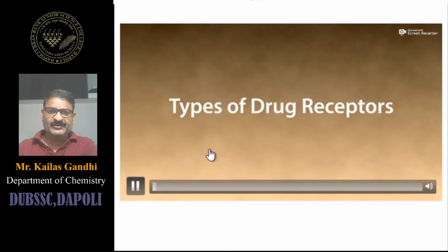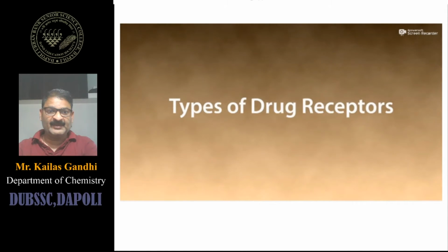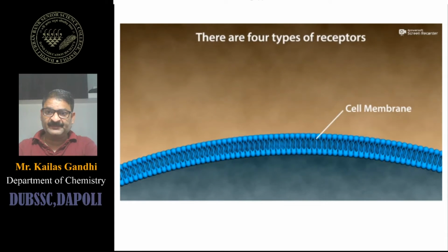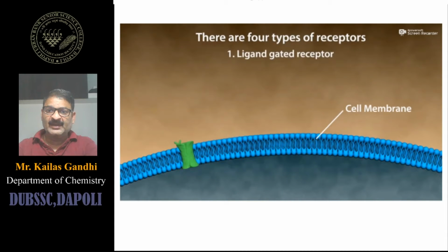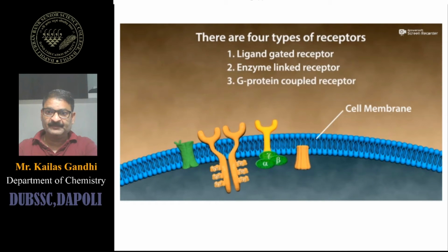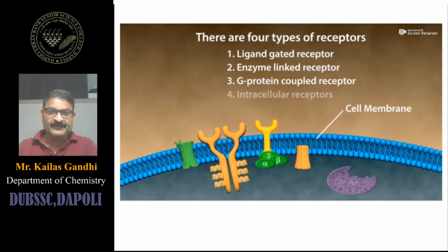So there are four types of receptors. First type is the ligand gated receptor. Second one is the enzyme linked receptor. Next one is the G protein coupled receptor. And the last one, the fourth one, is the intracellular receptor.